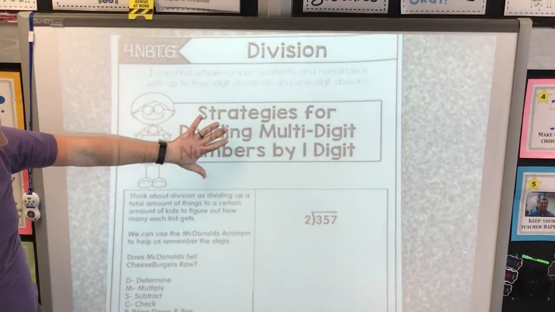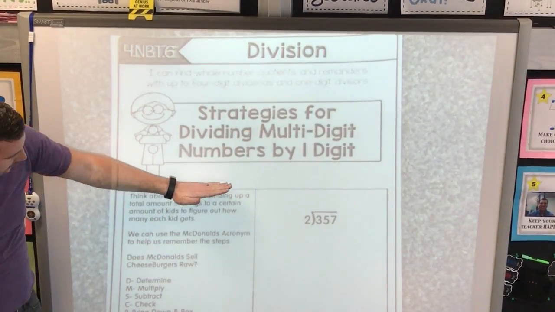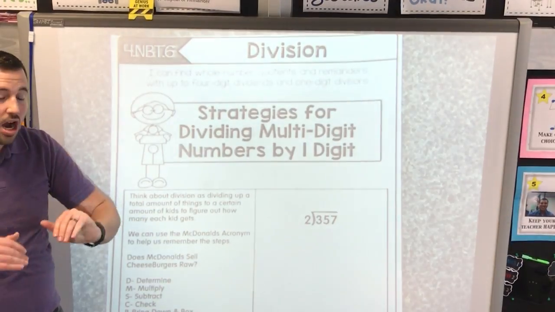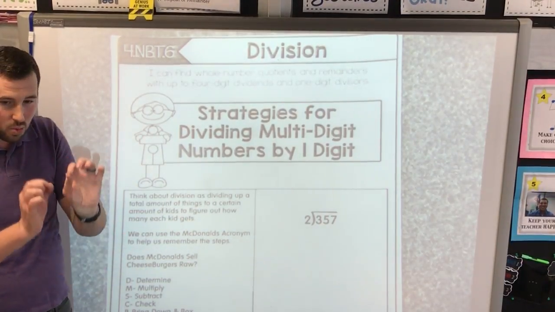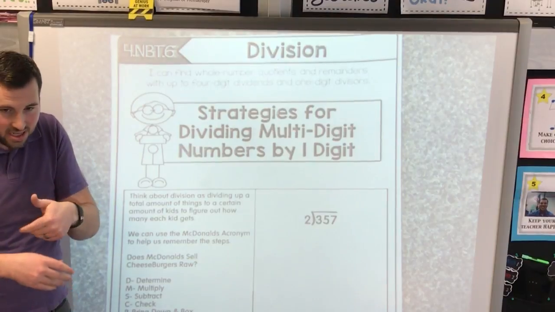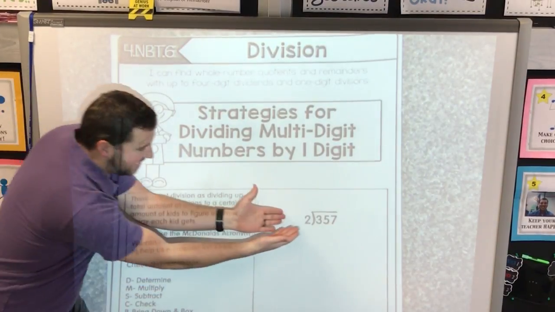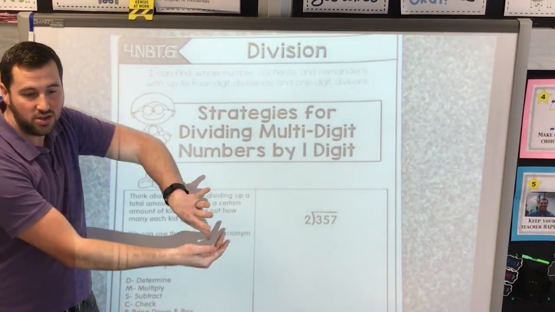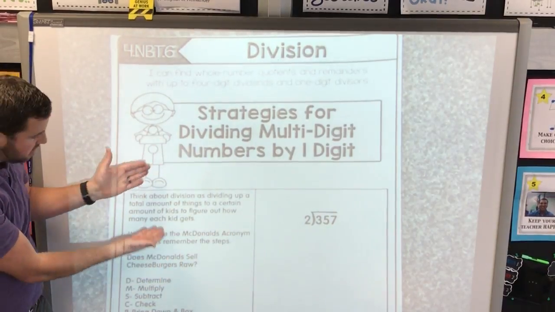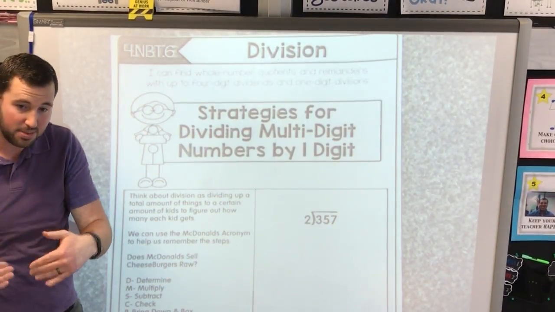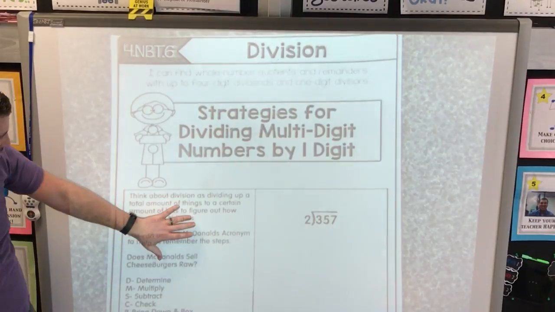All right, so in your math notebook, this left side explains our strategy, our way of remembering the steps. This is literally just the standard traditional way of doing long division, but we're giving you some neat tricks to remember the steps so you can stay organized. So we're going to walk through that together.